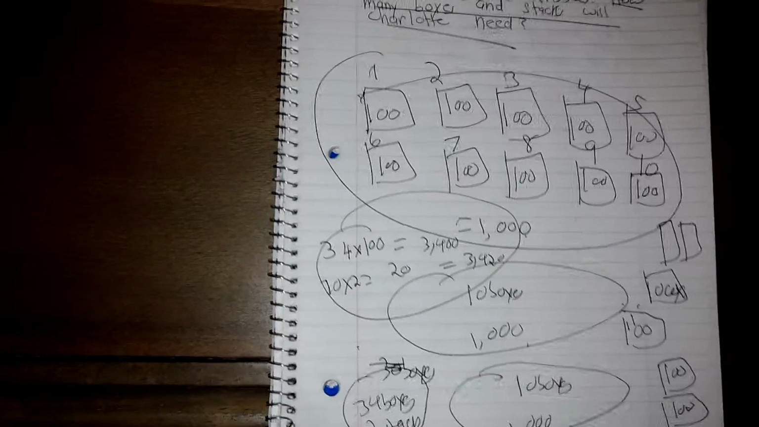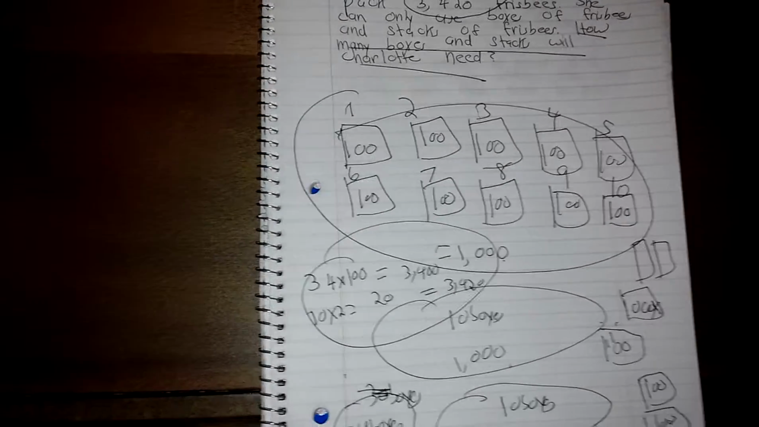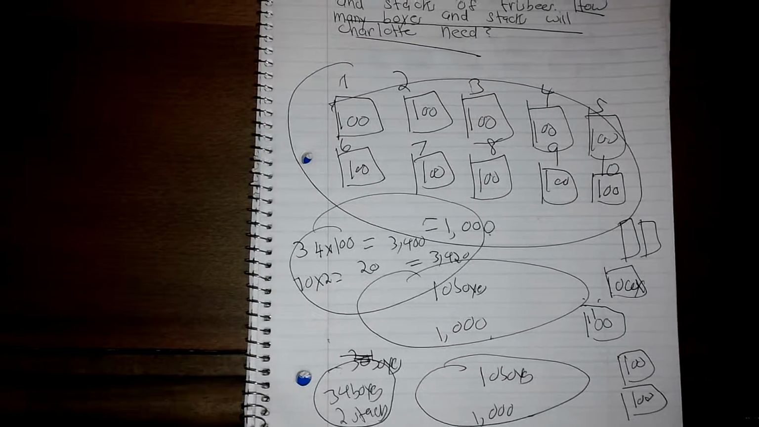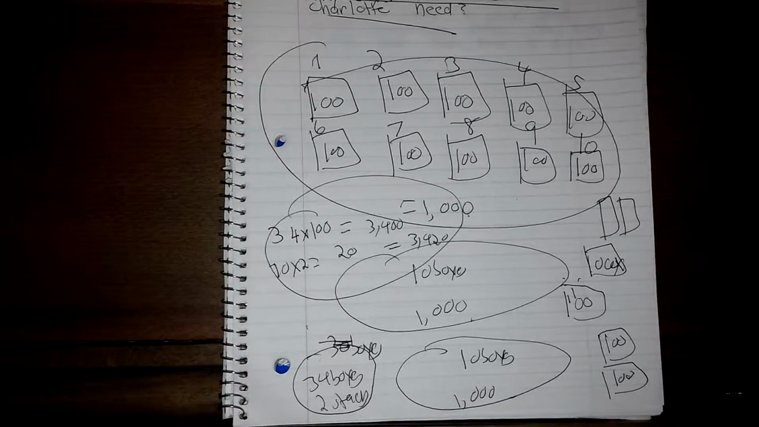But either way, there's two ways to show your work. You can either draw out the pictures and show me your work that way, or you could do a multiplication equation and show me your answer that way. Okay? All right. Now let's look at a second example over here.